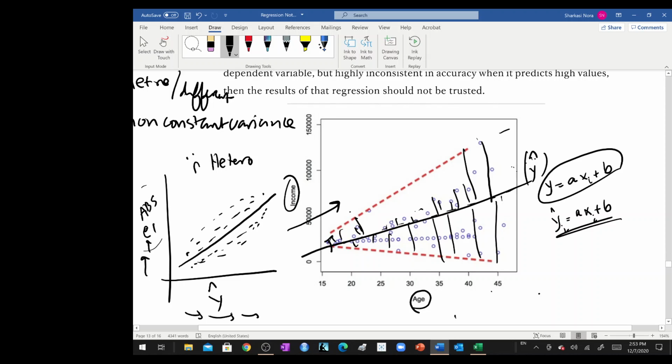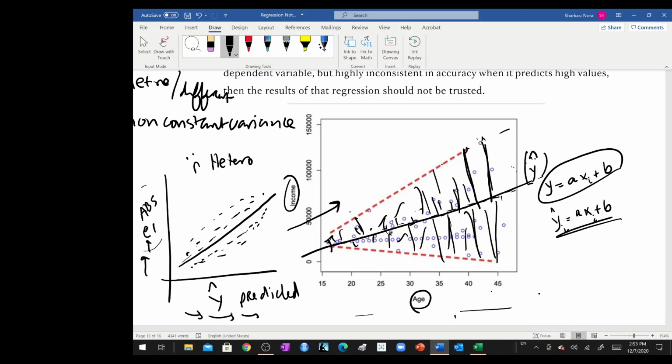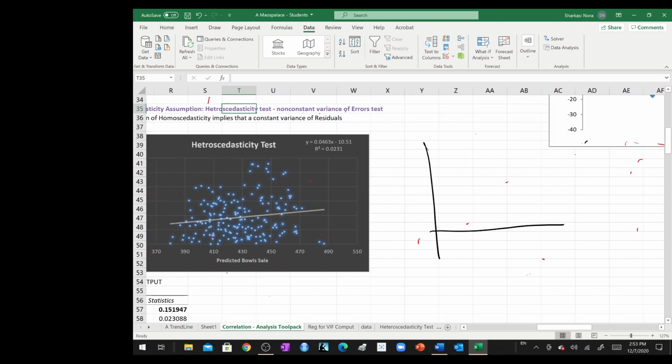This is exactly heteroskedasticity. You see, this is the predicted value across the x-axis. As it increases, the variance increases, and the magnitude of the errors also increases. In general, this means that there's a linear depiction here. This is really bad. This is heteroskedasticity.